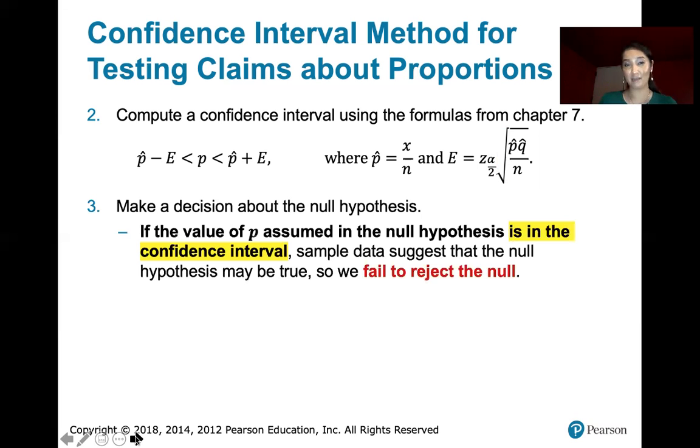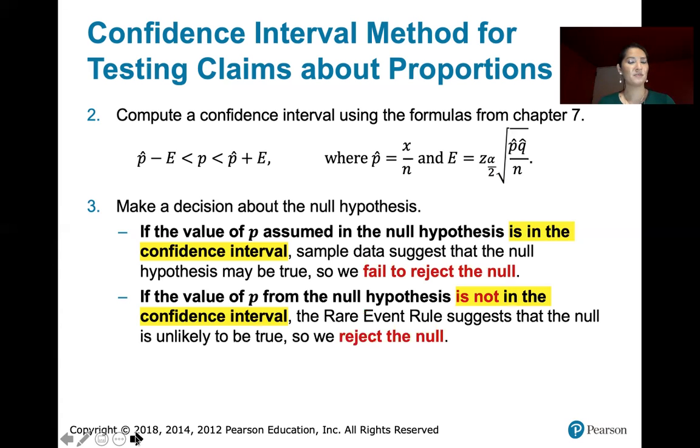If the value of p assumed in the null hypothesis is in the confidence interval, then we're saying that that value of p is likely to occur. We expect p to take on one of those values. We have a certain level of confidence that p lies in that interval. So if the assumed value of p lies in that interval, we're going to say, okay, well, that p could take on that value. So in that case, we're going to fail to reject the null because the fact that p lies in that interval suggests that the null hypothesis might be true.